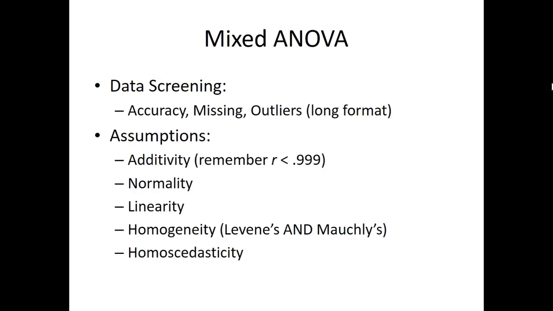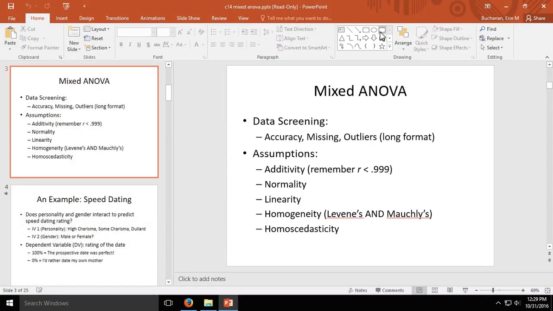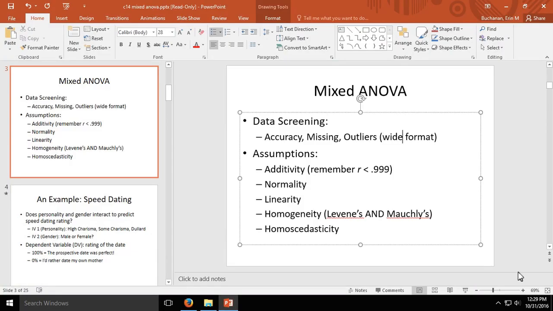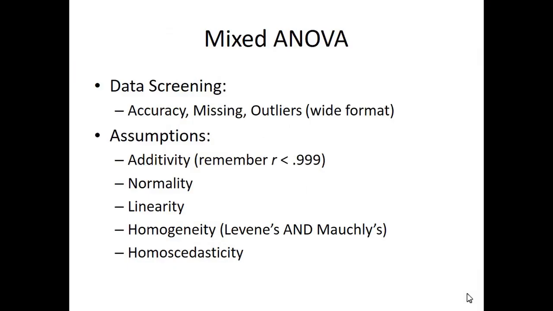Okay. So since we're dealing with repeated measures, we will melt. It is easier than last week, so that's good. And you still have to screen everything in wide format. So we're going to check for accuracy, missing data, outliers, all still in long format. That says long, that should say wide, typo. Do all of that in wide format. Check for your assumptions, remembering that additivity is just basically make sure R isn't 1. Okay. So it can be just less than .999, or it just doesn't show up as 1 on that symbols for numbers table. It has to be normal, linear.